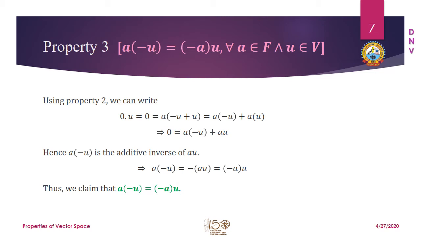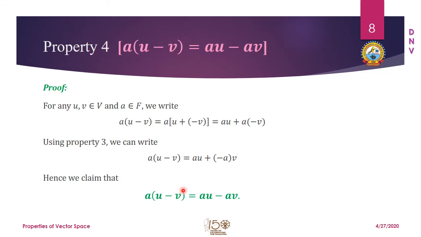Next we come to property number 4. What does this property state? It states that when a scalar is multiplied by the difference of two vectors, u minus v, it again distributes. Not only addition is distributed, the negative sign is also distributed, and as I have already said, that negative is nothing but the addition of the additive inverse of another vector to a given vector.